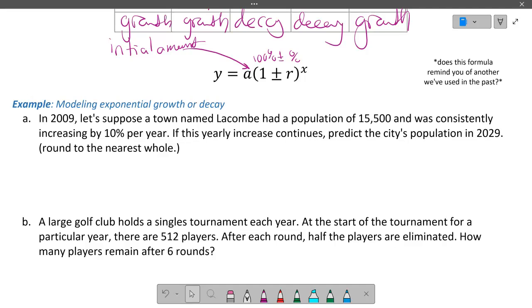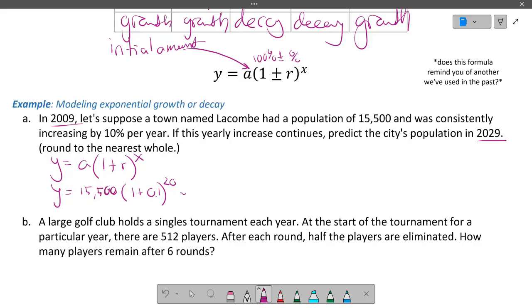There you go. Make sure you're converting it into decimal notation, okay? So we're going to use the growth. Amount of years, okay? So our initial amount is 15,500, okay? 1 plus our rate, which is 10%, so 0.1. And then we want to know the population in 2029, which is 20 years after 2009. So we would use 20 for our value of x. So that is our model to start.